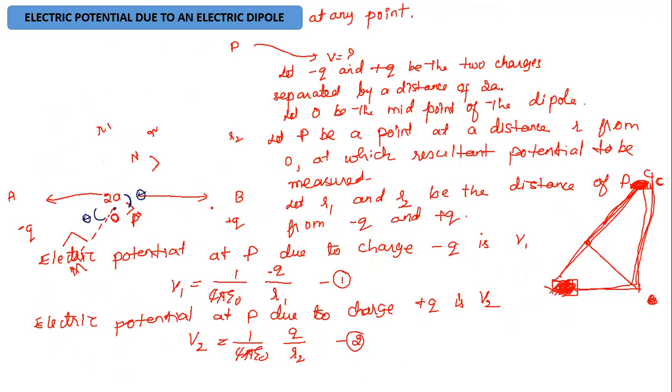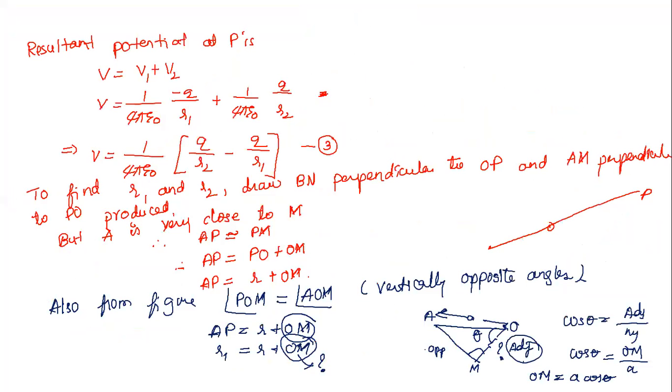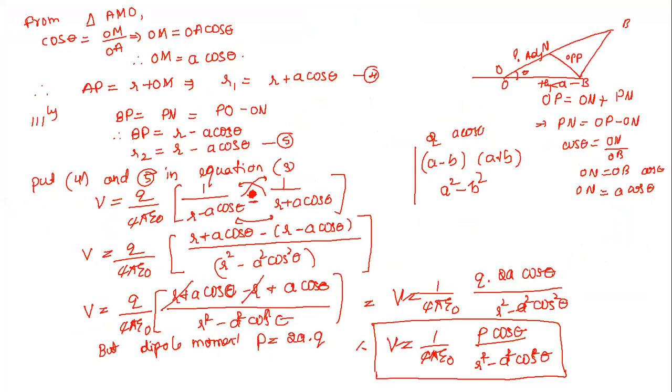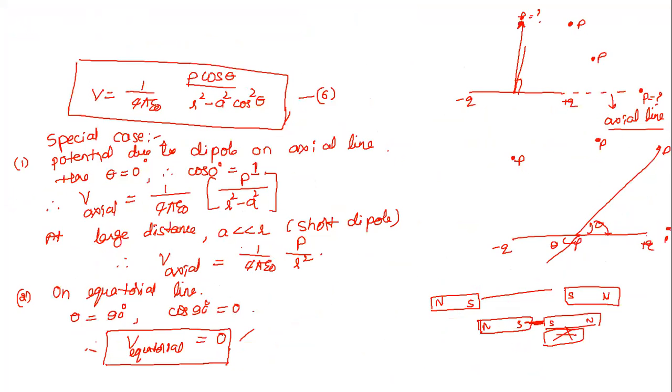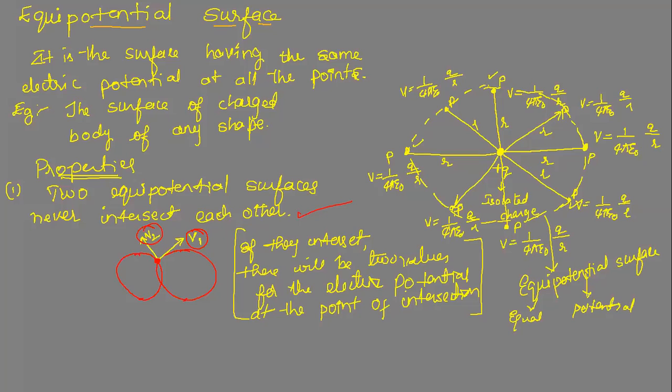Then we discussed the electric potential due to an electric dipole. When an electric dipole is kept, what will be the electric potential at the point P, that we have studied. So we got the equation here, you can see, V is equal to 1 divided by 4 pi epsilon, P constant divided by R square minus A square cos square theta. That equation you got.